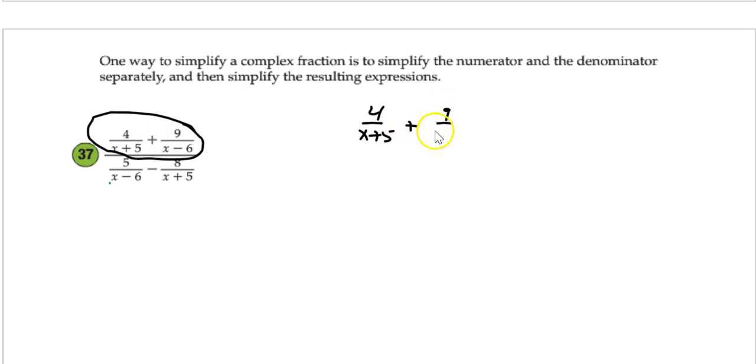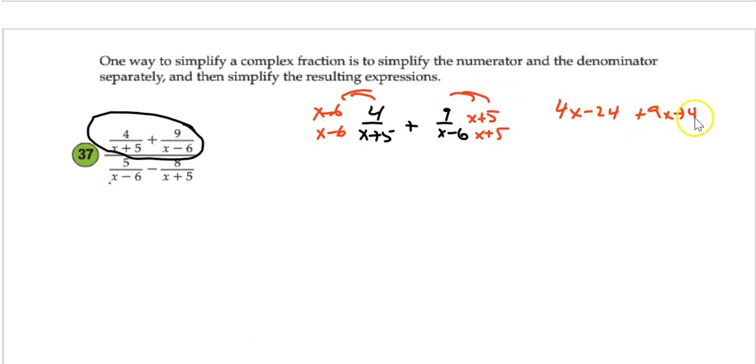So, one way to do this is just do the old-fashioned way. Just take it one step at a time. Figure out the top first. What's the common denominator? Well, what's this missing? X minus 6. And what's that missing? X plus 5. Distribute, you're going to get 4x minus 24 plus distribute 9x plus 45 all over x plus 5, x minus 6.